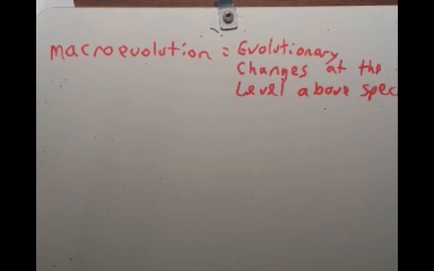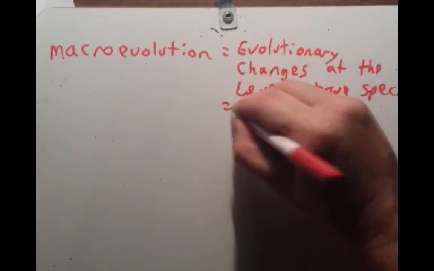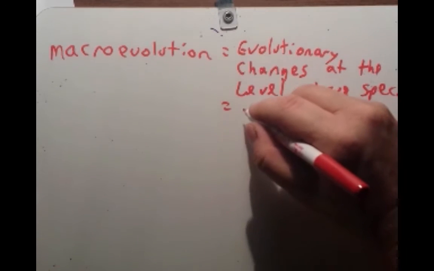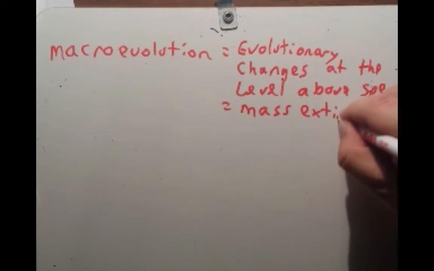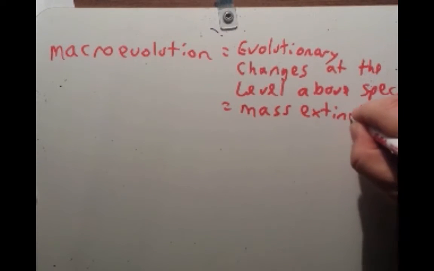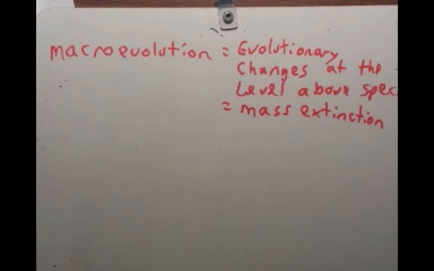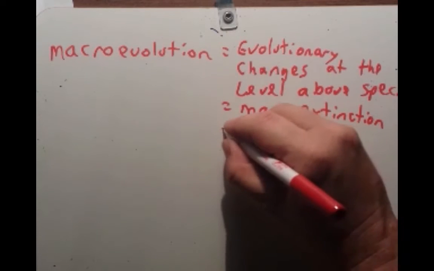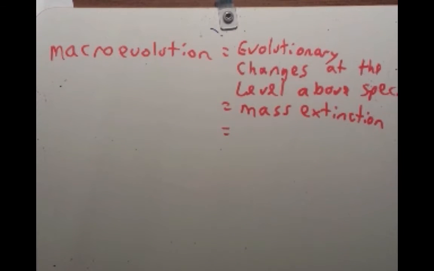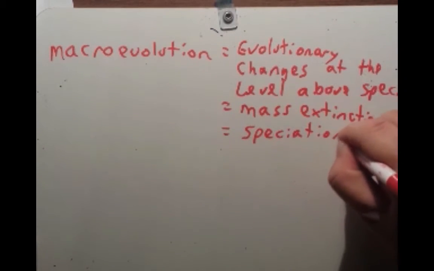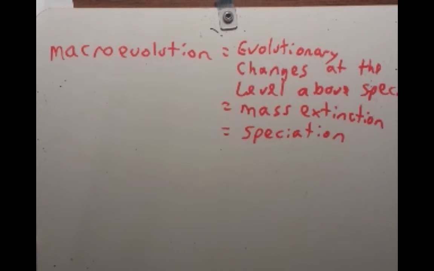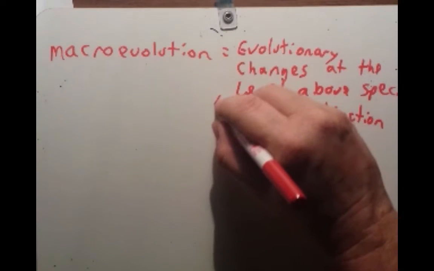Your book gives two good examples here. This might be seen, again, above the species level. Maybe there is a mass extinction. This would be a good example. Mass extinction affects the number of species on the Earth. It's above the species level. On the other end of it, another example of macroevolution is speciation itself, where we introduce new species into the population or into the world. So these are examples.